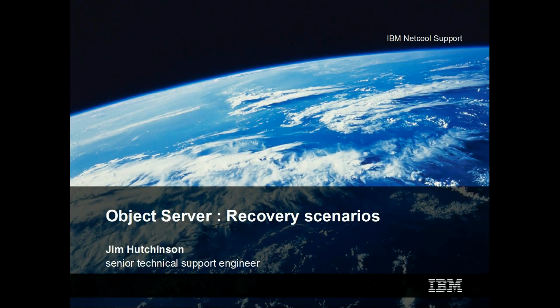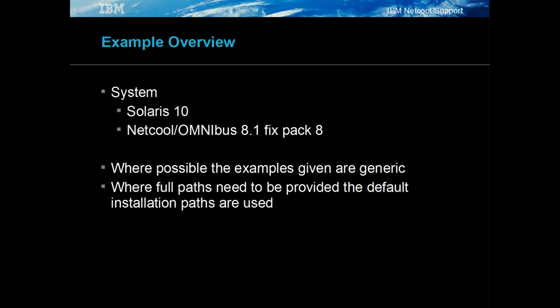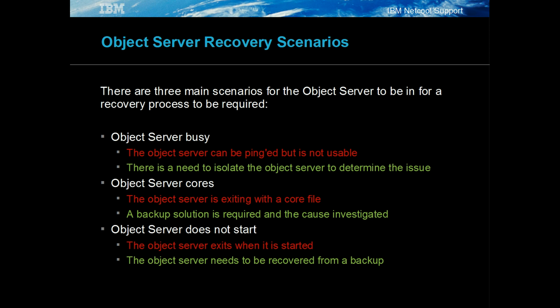Hello, welcome to this short presentation on object server recovery scenarios. The example environment used was Netcool Omnibus 8.1 on Solaris 10. There are three main object server recovery scenarios: the object server is busy, the object server crashes and is unstable, and the object server does not start. Each of these scenarios prevents normal usage of the object server.